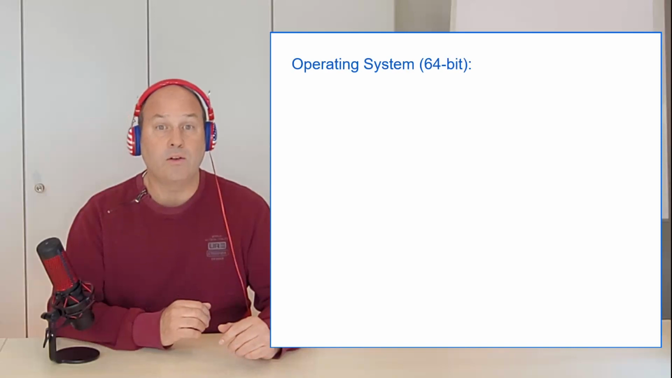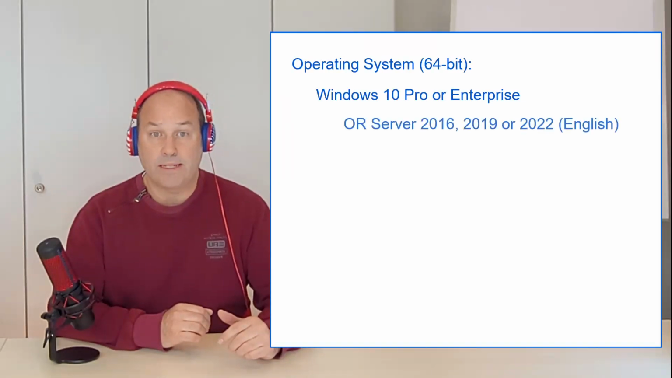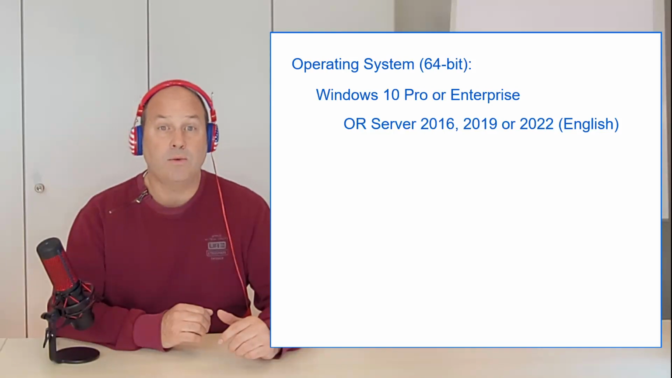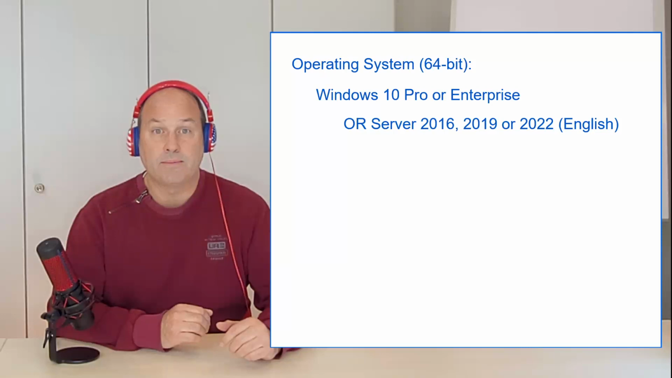The operating system needs to be 64-bit, either Windows 10 Pro or Enterprise, or Windows Server 2016, 2019, or 2022. We recommend the English language version to speed up any potential support requests. You can't use a 32-bit version of Windows.